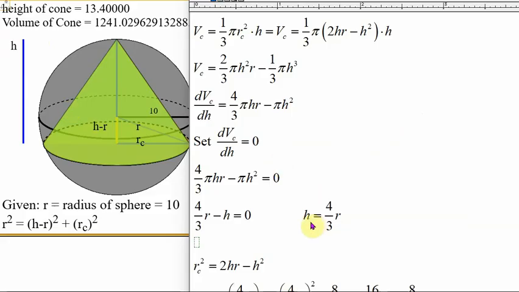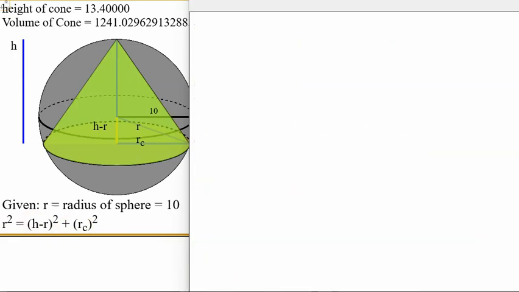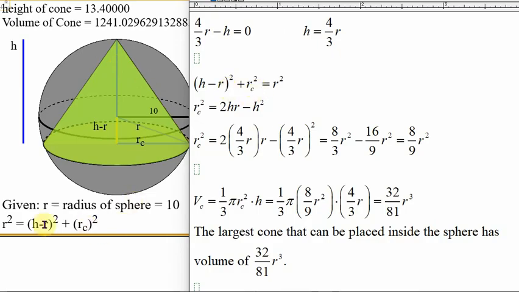And now that we know what the height of the cone should be to get the maximum volume, we could also figure out what the radius of the cone is, because we can use this equation right here. From this equation, we get r sub c squared is equal to 2hr minus h squared. And then in the place of h, we have 4/3 r. And then simplify everything, we get 8/9 times the square of the radius.